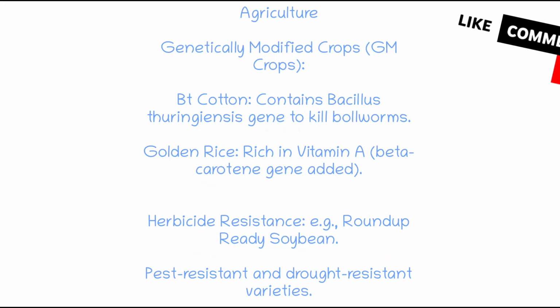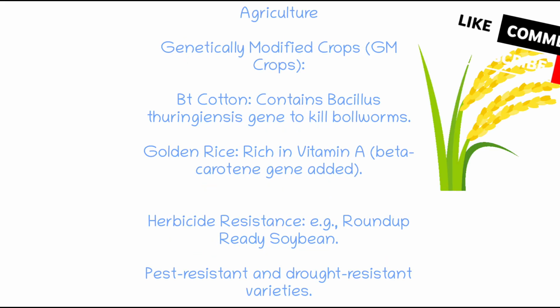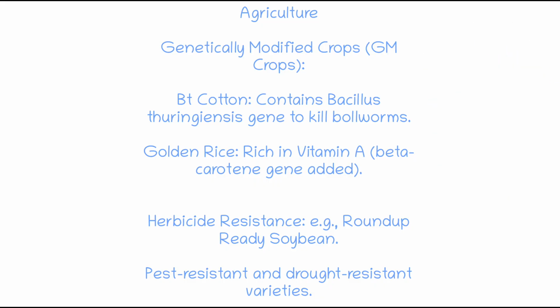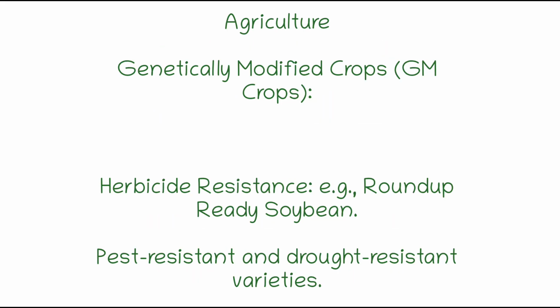In agriculture, we have genetically modified crops, which we call GM crops. For example, Bt cotton. It contains the Bacillus thuringiensis gene to kill bollworms. And golden rice, which is rich in vitamin A. It has the beta carotene gene added. Then there is the herbicide resistance gene, for example Roundup Ready soybean. Then pest resistant and drought resistant varieties are present.